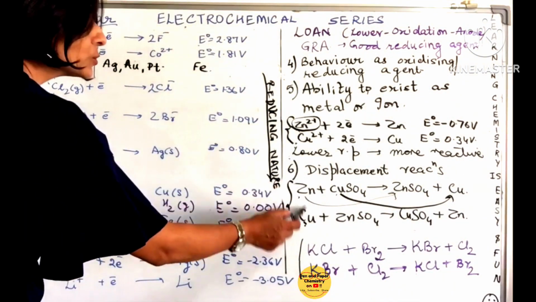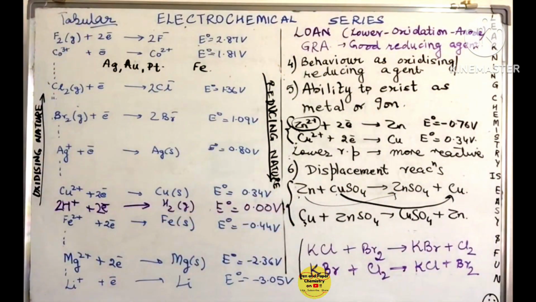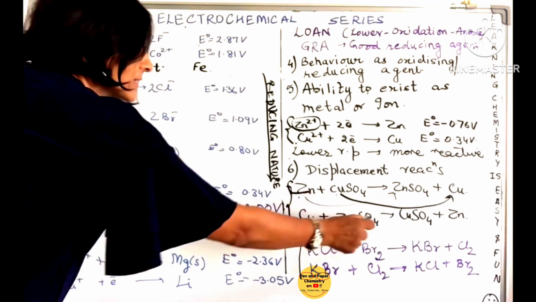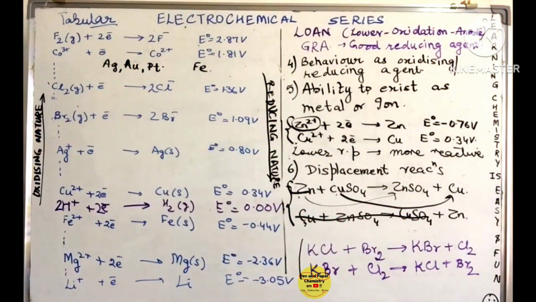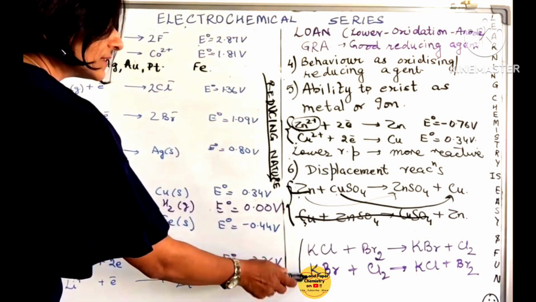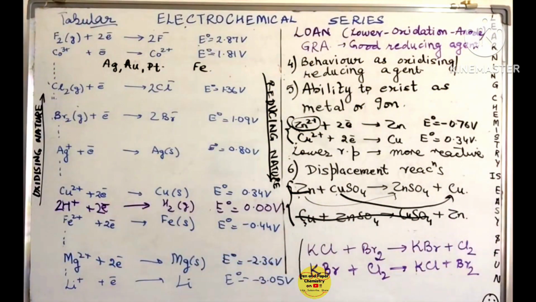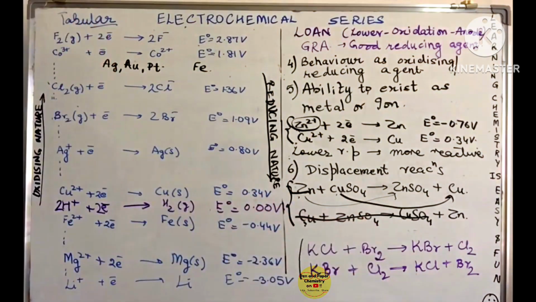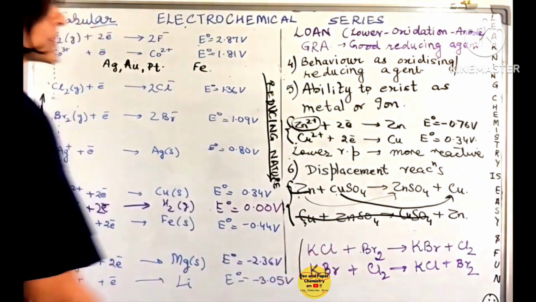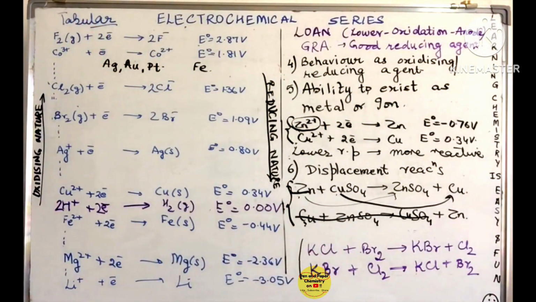So out of the two reactions, which one do you think will occur just by looking at the reduction potentials? Perfect. The first one. The second reaction does not take place. Apply the same logic to answer the next two sets of reactions. Which of these is feasible and which is not? You have KCl plus bromine giving you KBr plus Cl2. You have KBr plus Cl2 giving you KCl plus bromine.